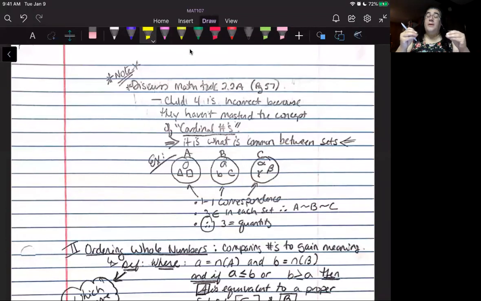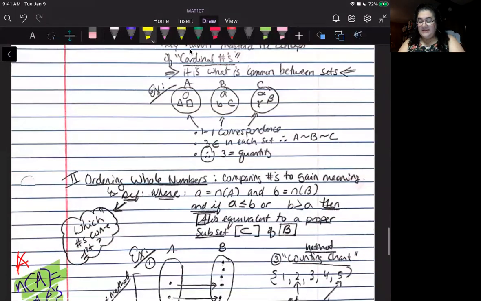Cardinal numbers talk about the quantity, okay? So if you see here, you can have sets that contain the same quantities, and therefore between them they are equivalent because they will have 1-to-1 correspondence. They will each have the same number of elements, and therefore we understand that regardless of what the elements are for each set, each of these sets has a quantity of 3 elements. Therefore, that is the cardinal number we're using.